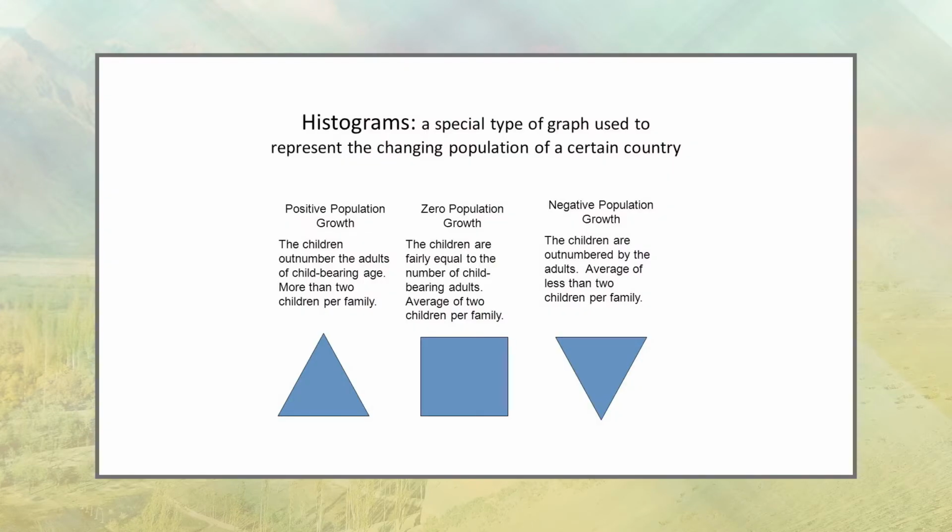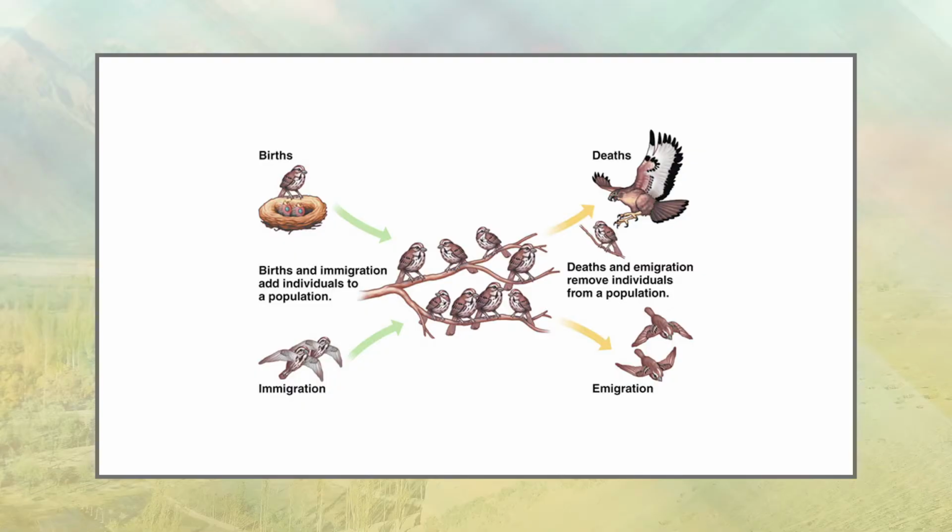If more individuals are added than lost, then the population will show positive growth. If more individuals are lost than added, then the population will show negative growth. But if the two rates are equal, then the population remains constant and is called zero growth.